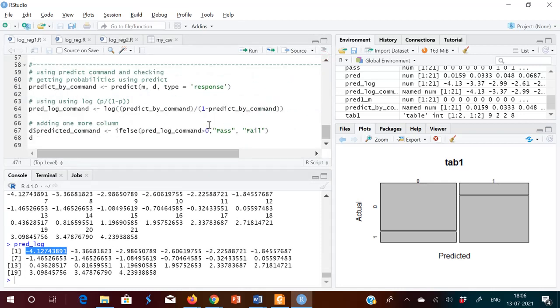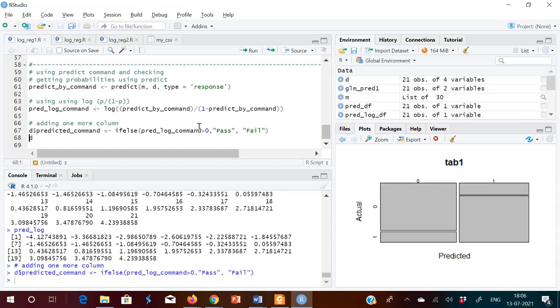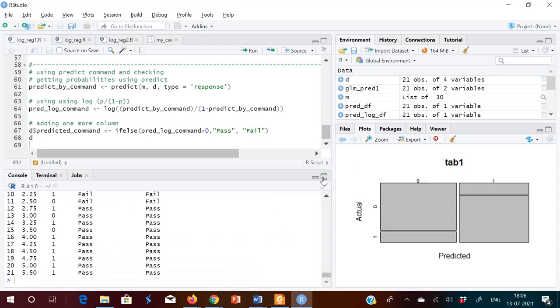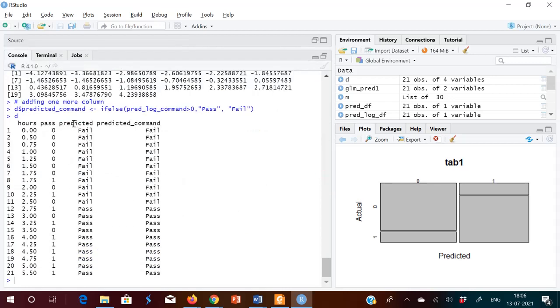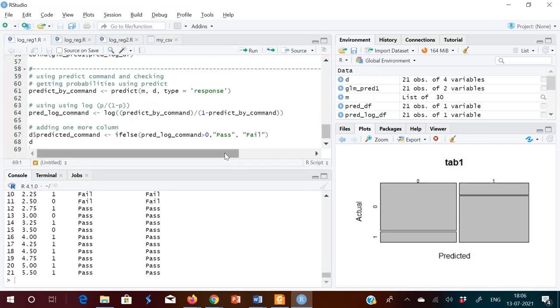Now what I'm going to do is I'm going to add one more line to our initial one, predicted by command. Okay, I'm adding, and now you can see what is in the D. Both will be same. These 2, I mean predicted and predicted underscore command, both will be same. Okay, so this is how you get the logistic regression by equation and command. Hope you understood. If any doubt, you can just comment or you can mail me. I'll reply to you.